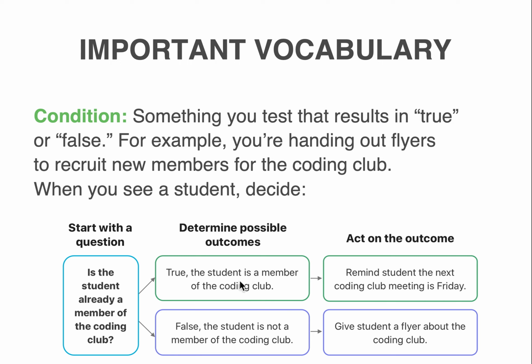If the student is already a member of the club, true, then remind the student the next coding club meeting is Friday. On the other hand, if the student is not already a member and the answer is false, he said, no, I am not a member, it means the student is not already a member, so you have to take these steps: give the student a flyer about the coding club. So for every question there are two answers, yes or no, and according to the answer you will write down the next instruction, what to do.